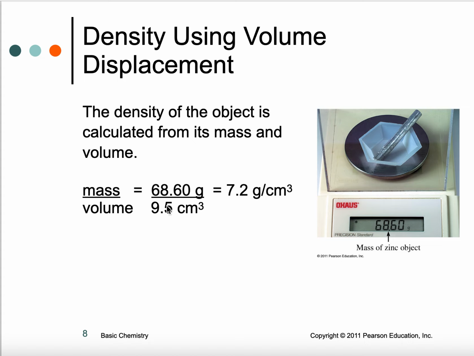So 9.5 was what we found out, 9.5 milliliters, and a milliliter equals a cubic centimeter, so we know that. And then you weigh it out, it weighs 68.6 grams. Divide those two, you'll end up with a density of 7.2 grams per cubic centimeter. And as you do that, you're comparing one density to another. Every material has a different density depending on its mass and volume.